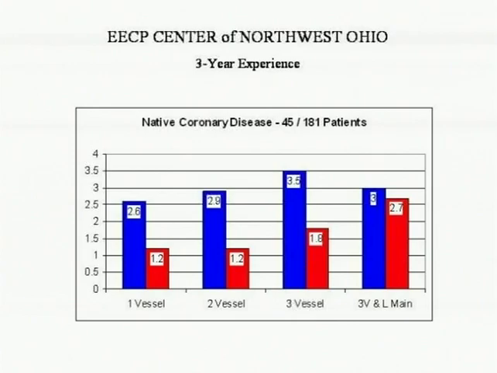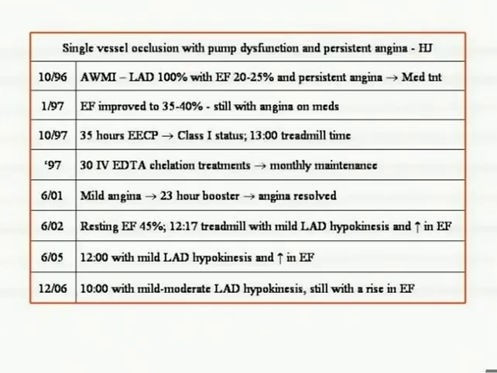Here's an example of what we can do in single vessel disease. HJ experienced a heart attack in 1996. His left anterior descending closed, and his heart almost shut down. His ejection fraction fell to 20 to 25%. He lost half of his pumping function, and he still had chest pain despite medical therapy.